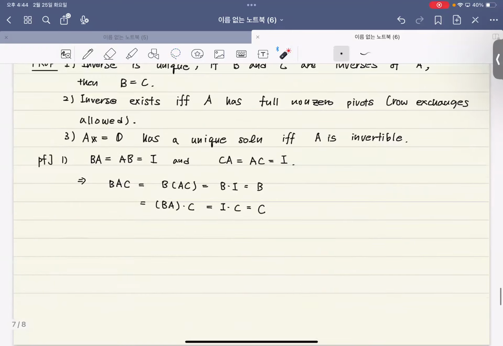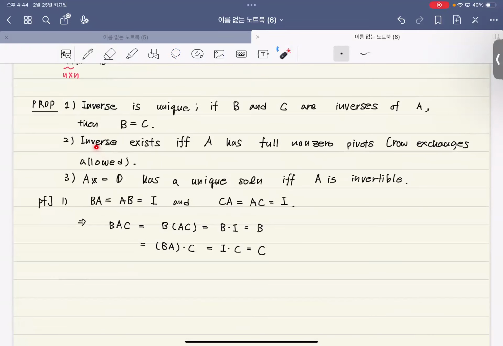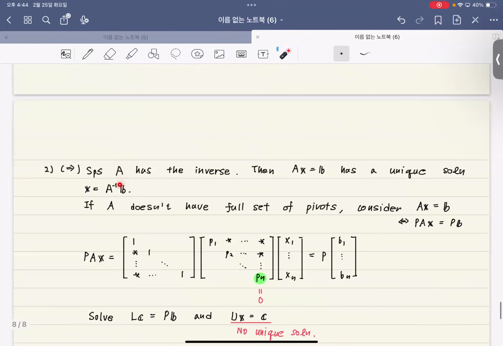Suppose that A has an inverse. If A has an inverse, then if we multiply this equation by A inverse, x turns out to be A inverse times b. So in this case, if A has an inverse, then the solution of the system is uniquely determined: x equals A inverse times b.